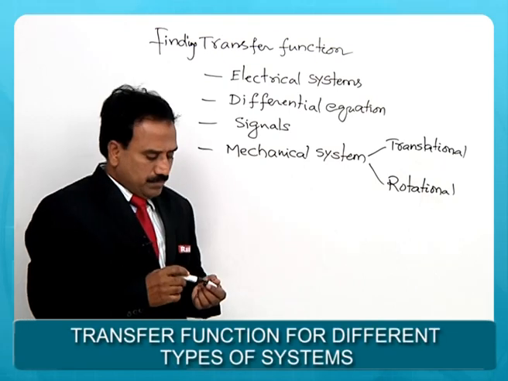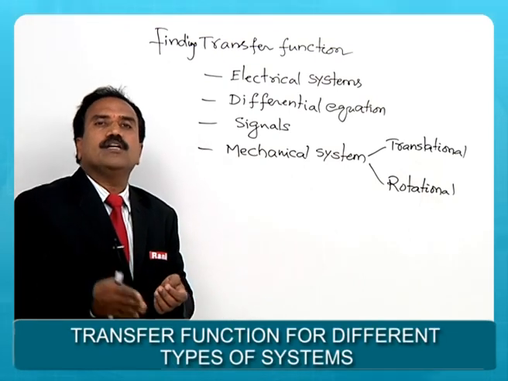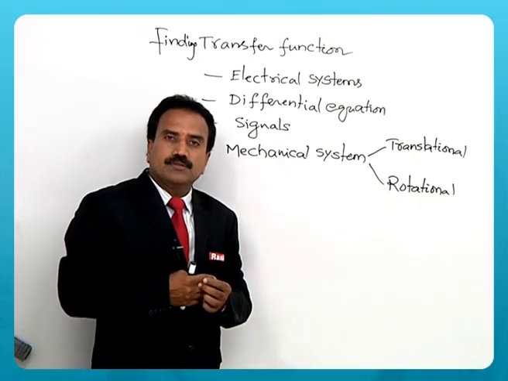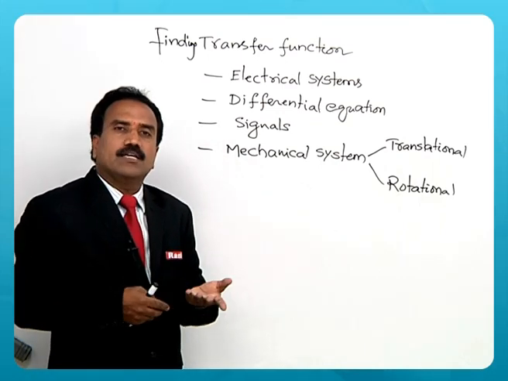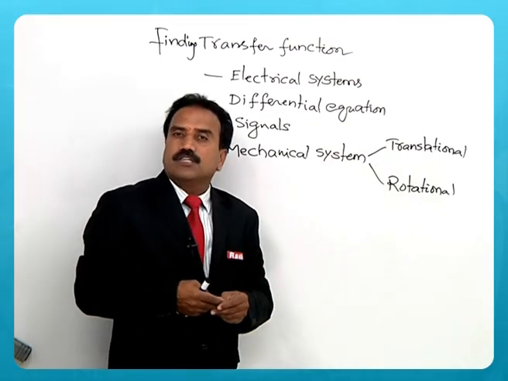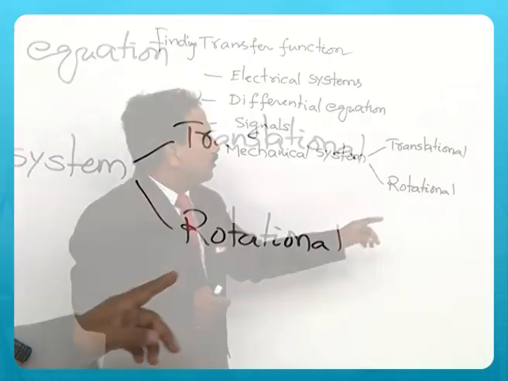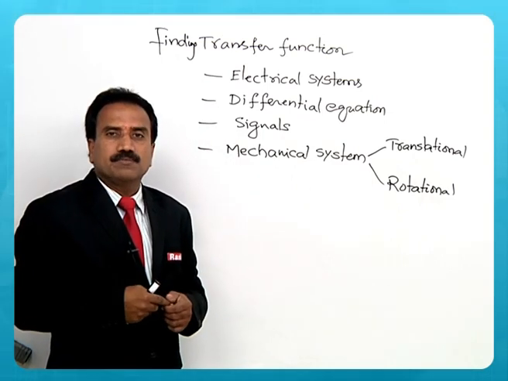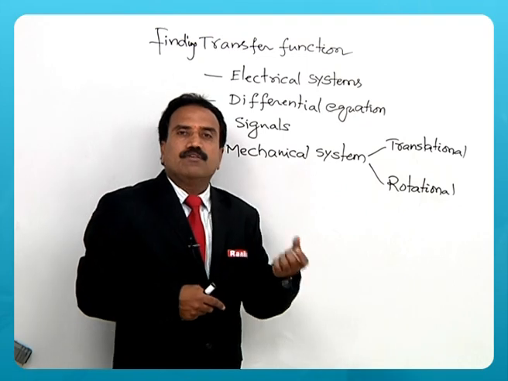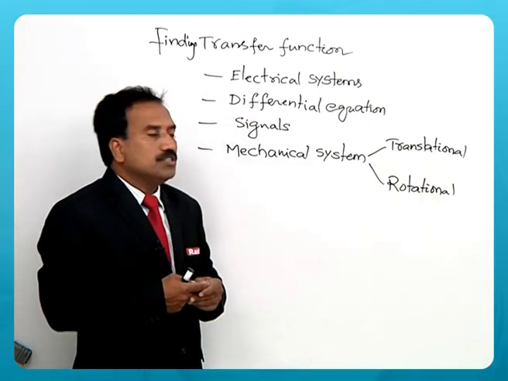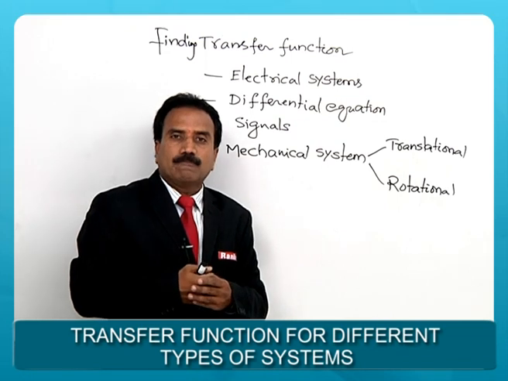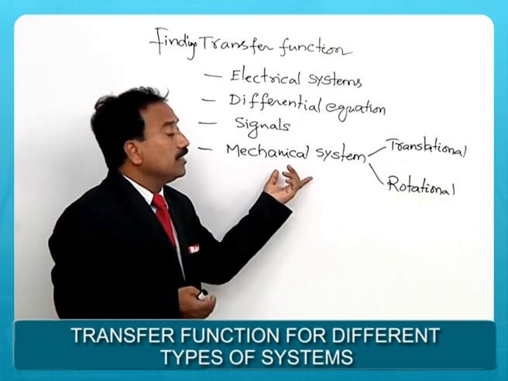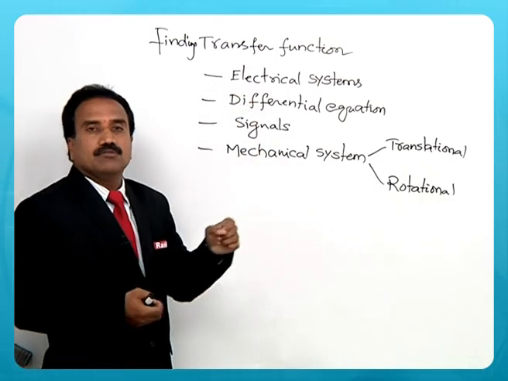Translational motion system means a mechanical system which has a linear motion. Then it is said to be translational motion. An automobile, bus, car, bike, train come under translational motion systems. Whereas rotational motion means, a fan is an example of having fixed axis rotation. Rotational systems have fixed axis rotation, and translational systems have linear motion. So we need to see what are the various active and passive components of a mechanical system, then how to find a transfer function for that.